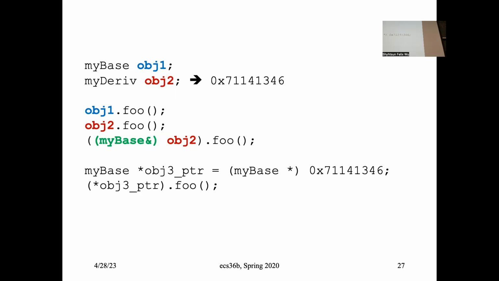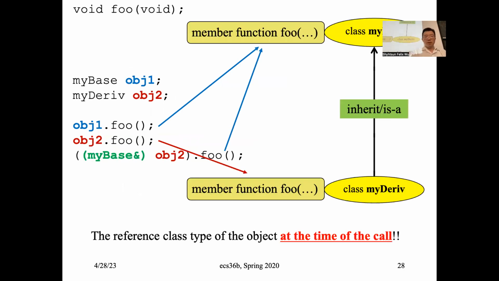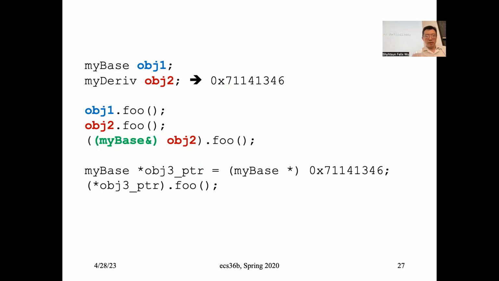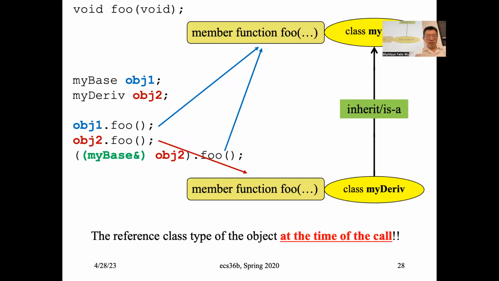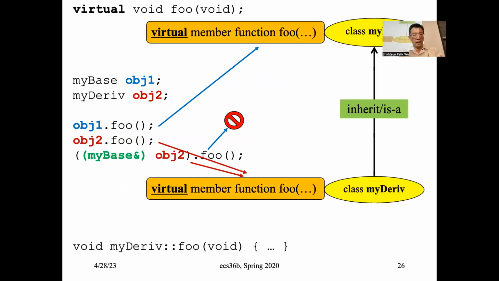So regardless of what I do here, regardless of how I mess up with obj2, regardless of how I mess up with a pointer, when I call this function foo, it always calls the derived class.